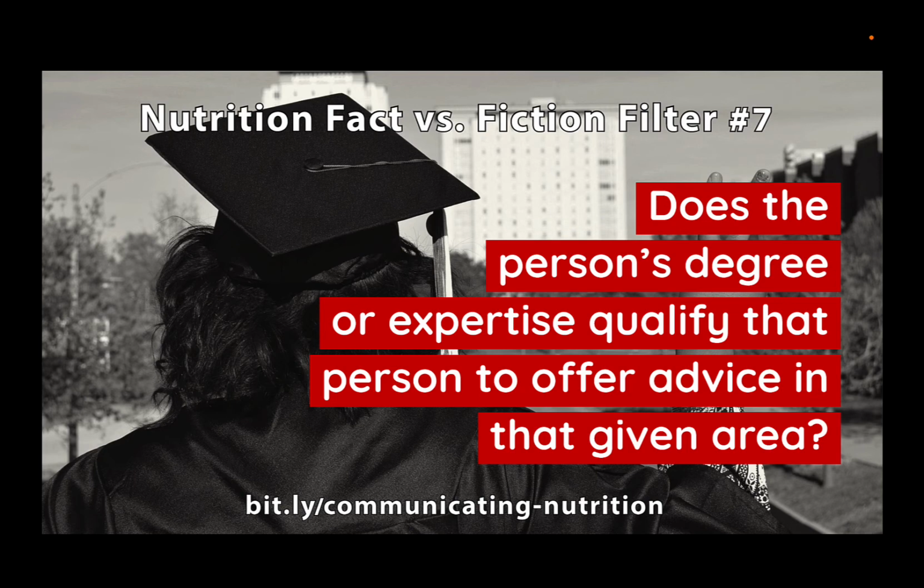Filter 7. Does the person's degree or experience qualify that person to offer advice in that given area? A common example is a physician or other health professional with no or limited nutrition training who gives nutrition advice without any current body of science to support it. Check the degrees and where these people have obtained them. Some degrees can be obtained easily via the internet. There are examples of animals whose owners obtained PhDs for them through diploma mills. One of the most famous animals with a PhD was Dr. Zoe D. Katz, a house cat.